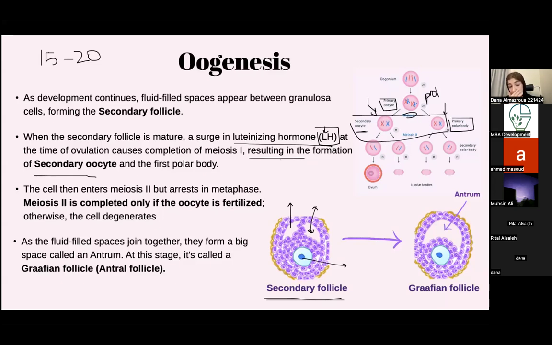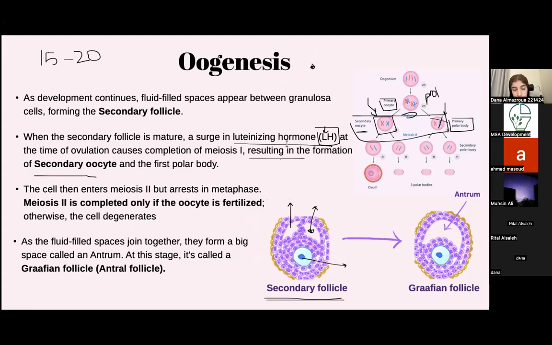Now you might ask me, what is a polar body? It's basically a structure that will eventually degenerate because it has very little cytoplasm. So the genetic material, the cytoplasm, and everything would mostly go to the secondary oocyte. The polar body would eventually degenerate because it doesn't have enough cytoplasm to survive. So we'd end up with only one oocyte. The second would go. Okay, that's the difference between meiosis in oogenesis and meiosis in spermatogenesis.